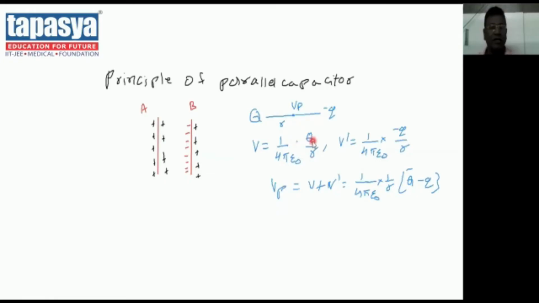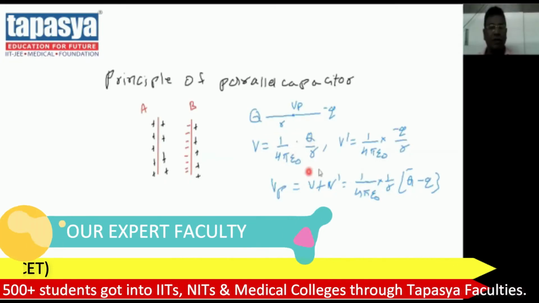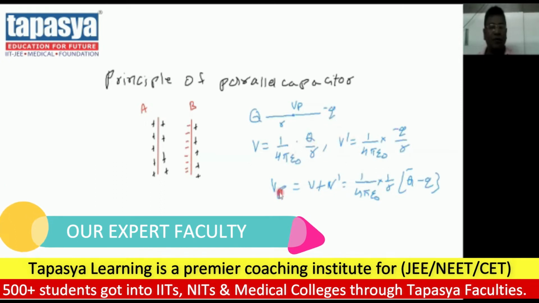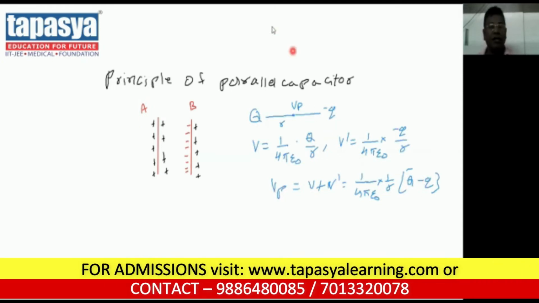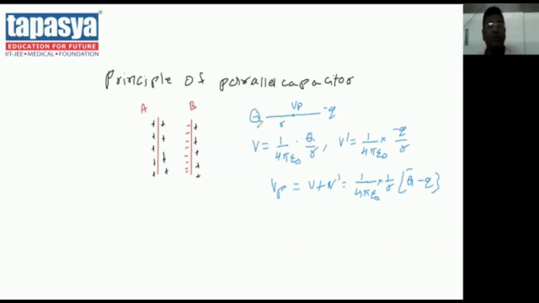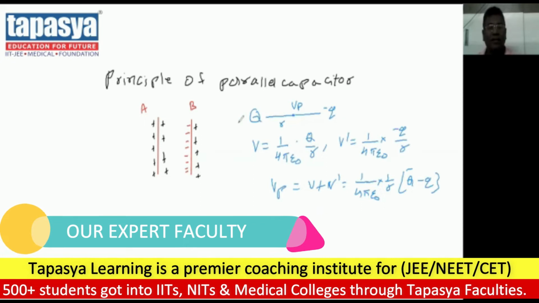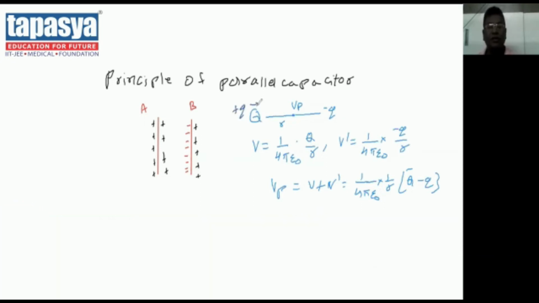Here you see, initially the potential of P was this much, but because of the negative charge Q, the potential at P has now become this much. It has decreased. It has gone down by this value. Now, if I want to bring this back to the original potential, what can I do? I can add another charge plus Q to this Q here.